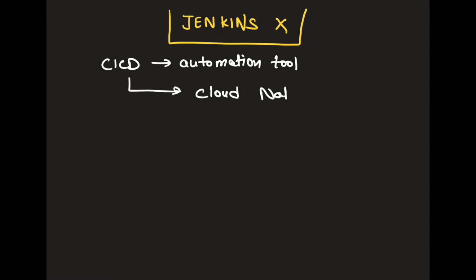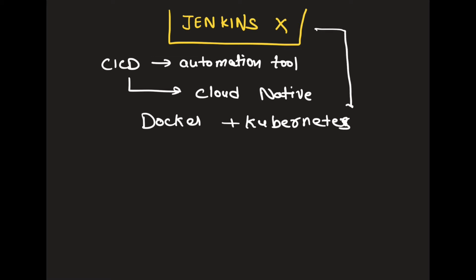So when I say cloud native application, what does it mean? Any application which you are building for your project, if it involves Docker and Kubernetes, then it means you are building a cloud native application. And if in such an application you want to bring CI/CD operation, which is continuous integration and continuous deployment, which is automated, then Jenkins X helps with that.